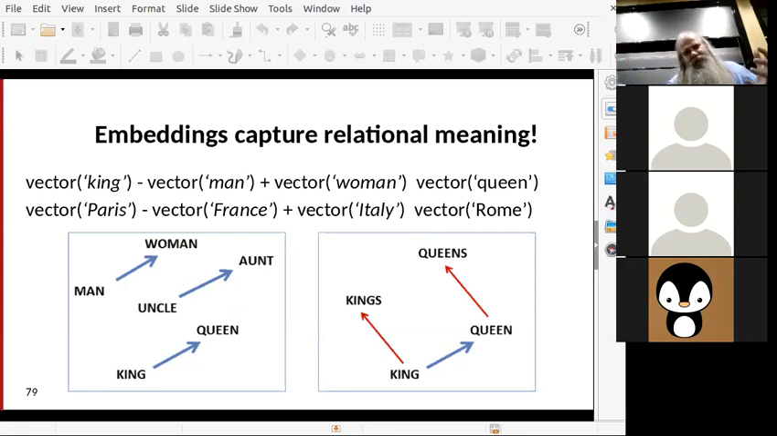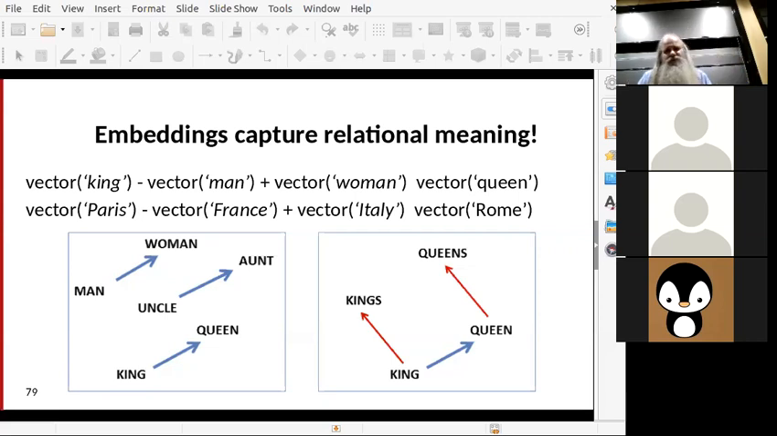And the representation of woman has something about being female, such that when you move from king to queen, you get a gender change, but you still get the head of state out of it. And this happens for a number of things. So take the relationship between Paris and France, subtract France, add Italy, and you get Rome in there. And people have noticed this and thought, oh my God, it actually understands dimensions of the semantics of the word.